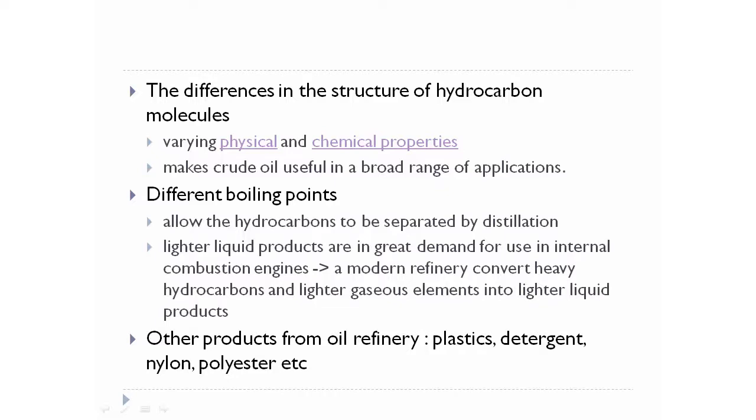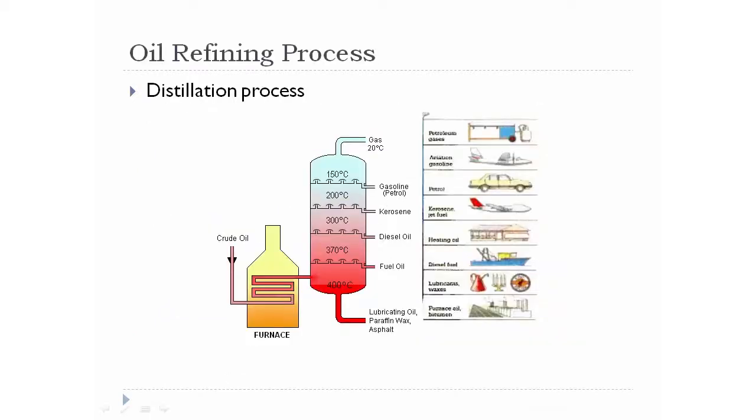Because of the difference in structure, we will get a difference in boiling points as well. And because of this, we can separate hydrocarbons by distillation. Okay, and this is the process. If you look at the slide, this is the distillation process. At the beginning, at the bottom, the temperature is very high.